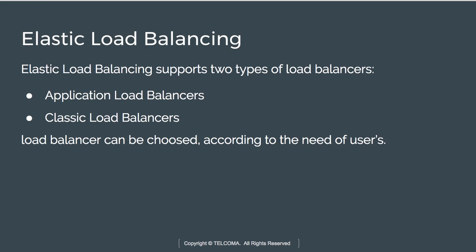Whereas with the classic load balancer, we register instances with the load balancer. A load balancer distributes incoming application traffic across various EC2 instances in multiple availability zones. It increases fault tolerance and it also detects unhealthy instances and transfers traffic to only healthy ones.